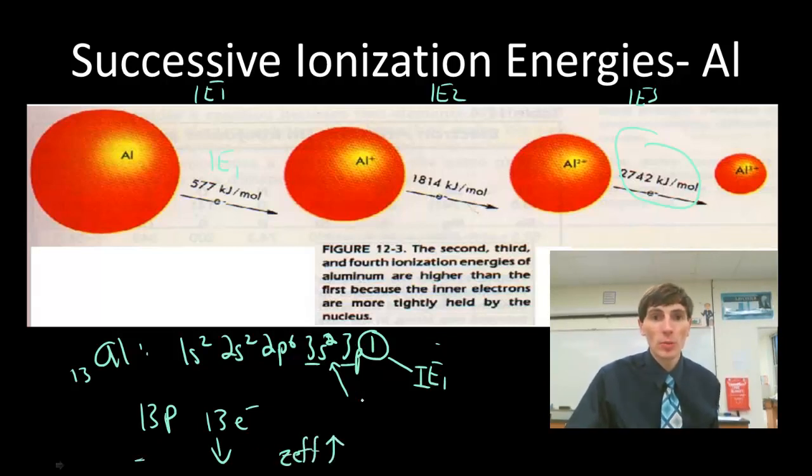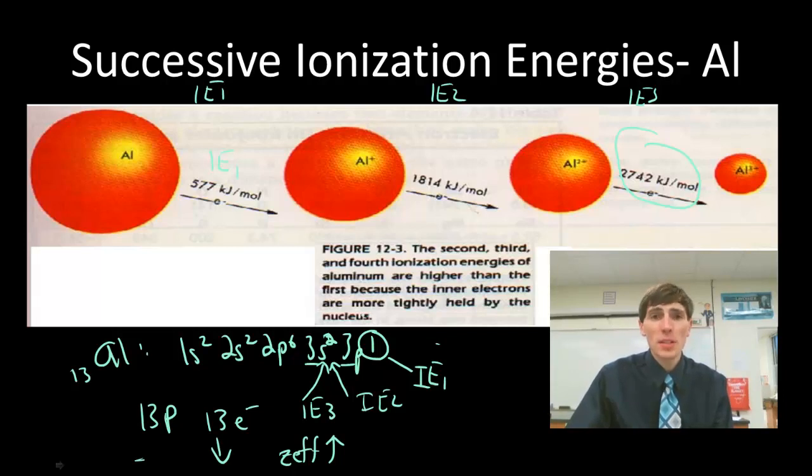So I'm going to remove one of these, i.e. 2. Okay, that would change that to 1. And then if I want to remove the third electron, it's going to take a little bit more energy, 2,000. So we're kind of going up. It's kind of a gradual increase.